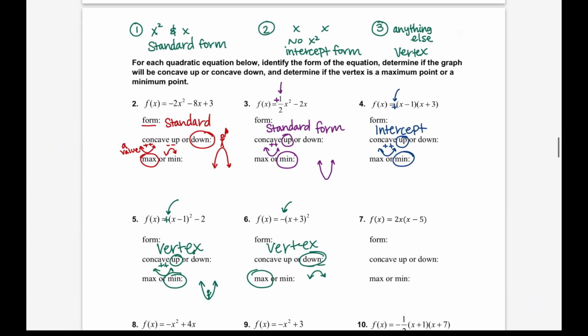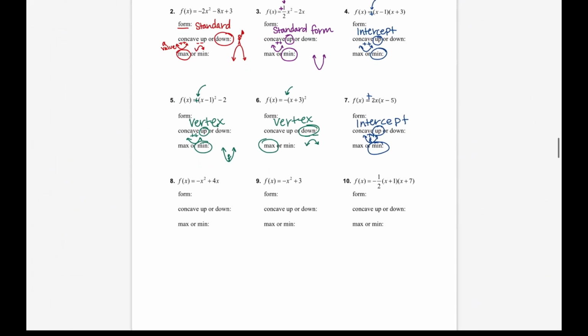Okay, so 7, we want to look, is there an x squared and an x? Now, I don't see any squareds, but there is an x and an x with no x squared. So this is an intercept form. If there's not a negative, it's a positive. So positive signs go concave up. And you have a little pit, so you're at the bottom of a pit, you're at a minimum point.